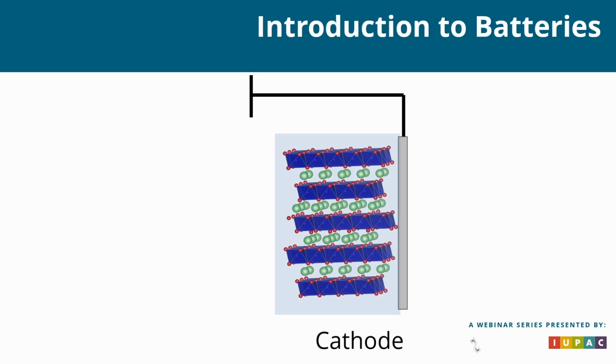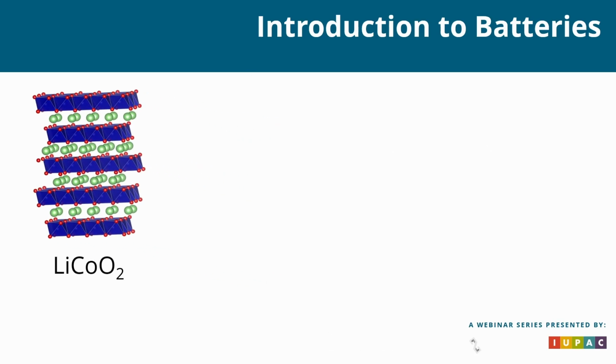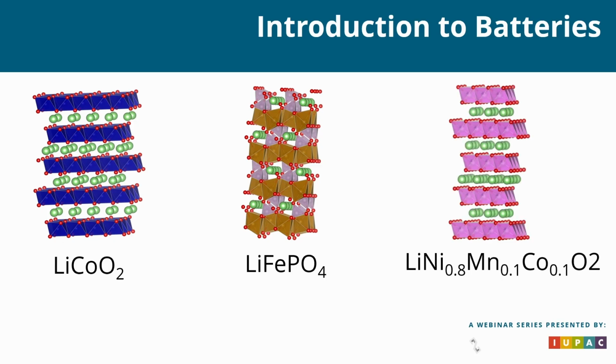The cathode is the positive electrode during discharge and is typically a lithium-containing transition metal oxide or phosphate. Common examples include lithium cobalt oxide, lithium iron phosphate, and lithium nickel manganese cobalt oxides. These materials are chosen because the transition metals can undergo reversible changes in oxidation state while maintaining structural integrity.